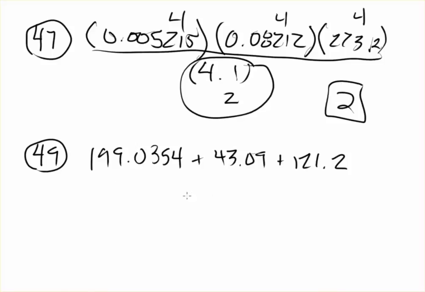Okay, here we have addition and subtraction. So the rule that we follow is different. For this one, you need to round to the same decimal place as the measurement with the fewest decimal places. Well, this has 4 after the decimal, 2, and 1. So whatever your answer is, you only need 1 digit after the decimal place.